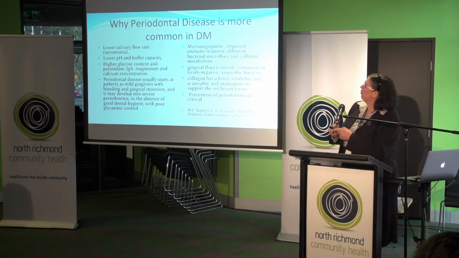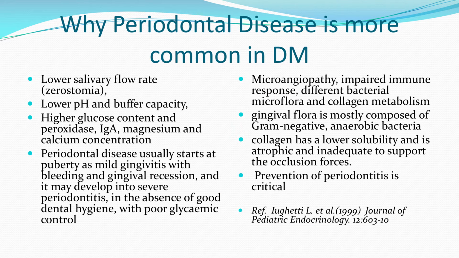So why is periodontal disease more common in diabetes? There's a lower salivary flow rate, and the importance of that was already mentioned. pH issues, higher glucose, and we usually don't see periodontal disease until puberty, when it starts as mild gingivitis and goes on from there. The microangiopathy and also the high glucoses change the gingival flora, also the collagen, so tooth loss becomes more likely, and prevention of periodontitis is critical.